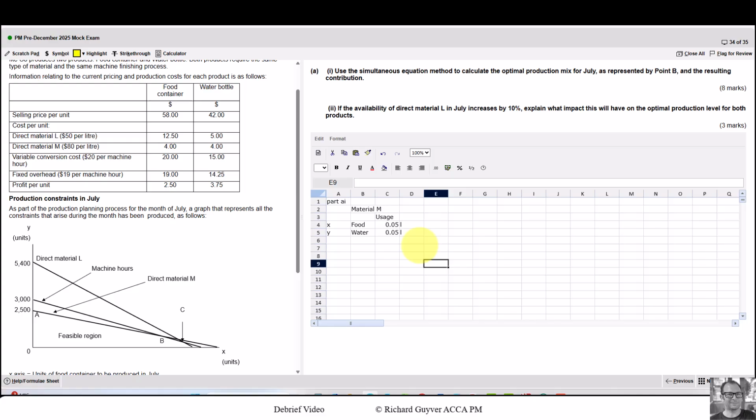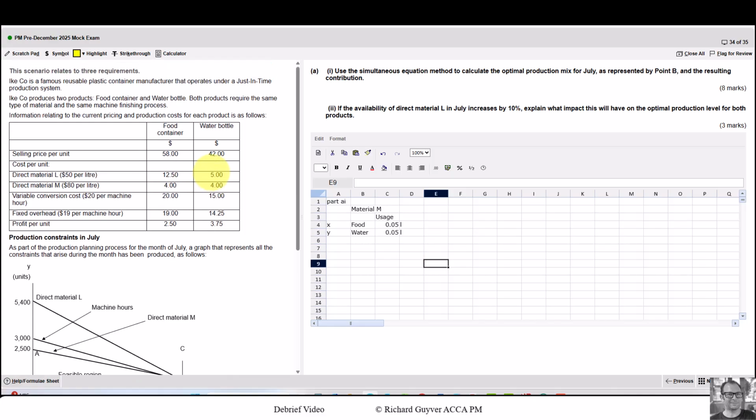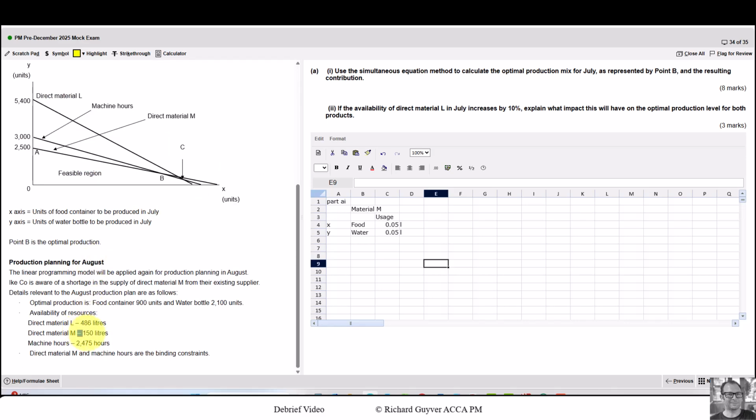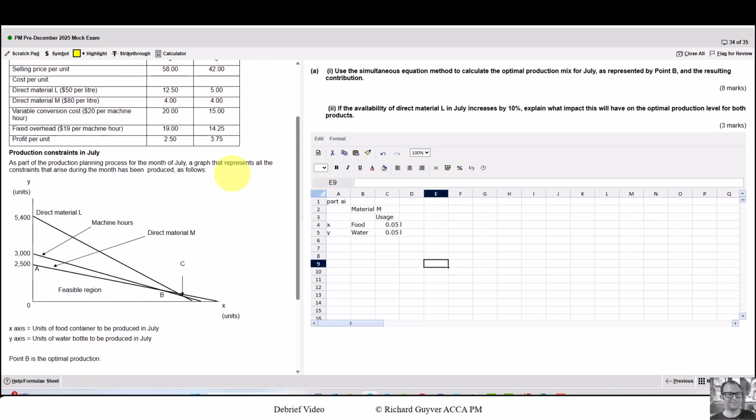Now the third thing we need to do is find out how much of M is available. And it doesn't tell us that, so we've got to work it out from the information we have. Make sure you don't use this figure. Remember, that's for August, that's for the next part of the question. We've just got the information in the top here. So how do we go about finding out how much there is?